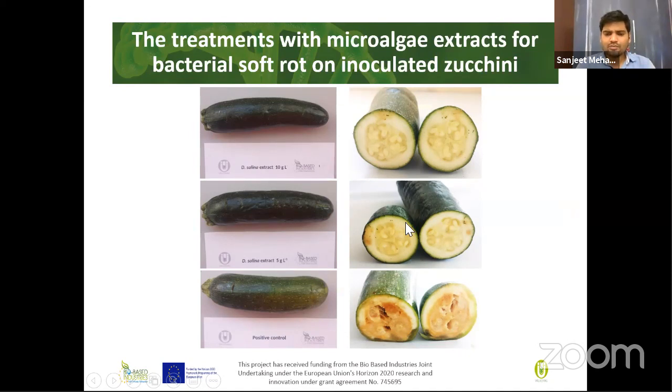And also here, with the lower concentration of the Dunaliella extract, 5 grams per liter, we can see spots of bacterial disease after 48 hours, and this is after 24 hours. While with the higher concentration, the zucchini was very fresh. So the results are evident that the extract of Dunaliella salina has significant potential for antimicrobial activity against the plant bacterial disease caused by Pseudomonas syringae.